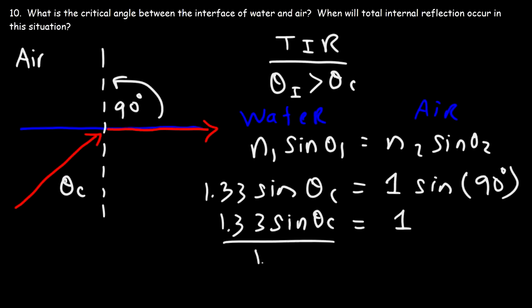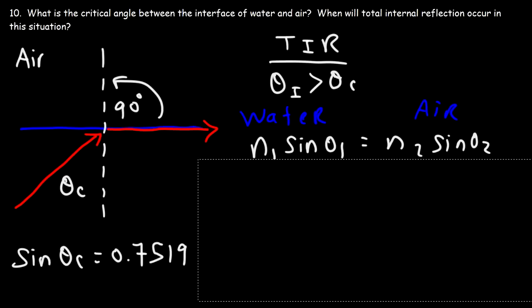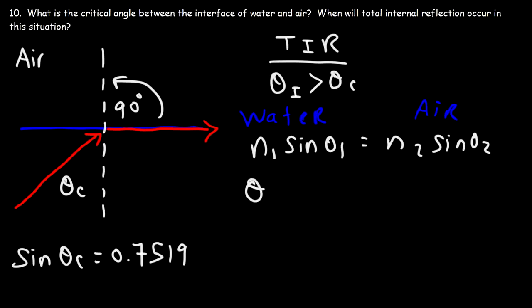So what we need to do is divide both sides by 1.33. So sine of the critical angle is going to be 1 divided by 1.33, which is 0.7519. So now let's calculate the critical angle. So it's going to be arc sine 0.7519.